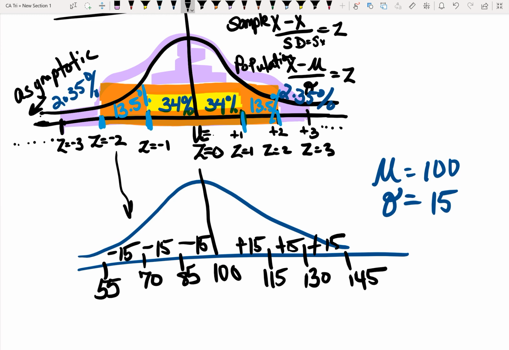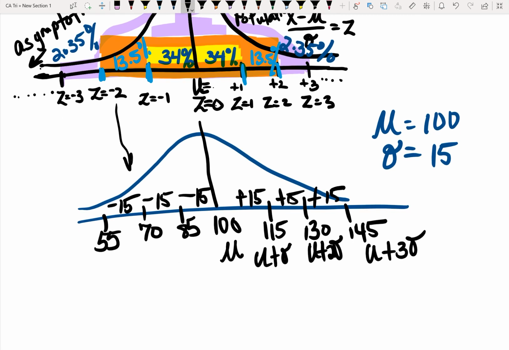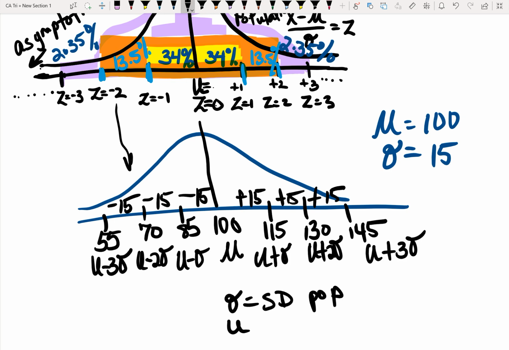So the way the notation looks, they do the z-score in terms of, if this is mu plus sigma, this is mu plus twice sigma, and this is the mean plus 3 times sigma, right? So mu's the mean, same thing. Over here, this is mu minus sigma, this is mu minus twice sigma, and this is mu minus 3 times sigma. Okay, where sigma is the standard deviation for the population, mu is the mean for the population.